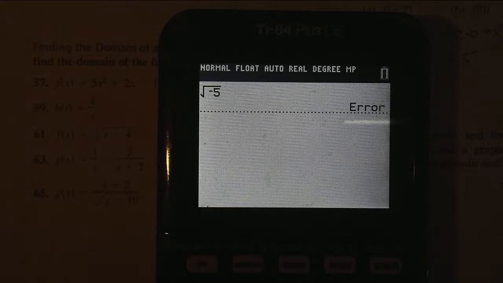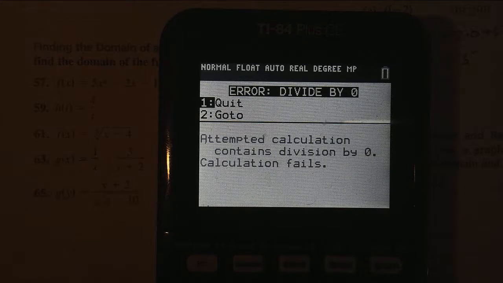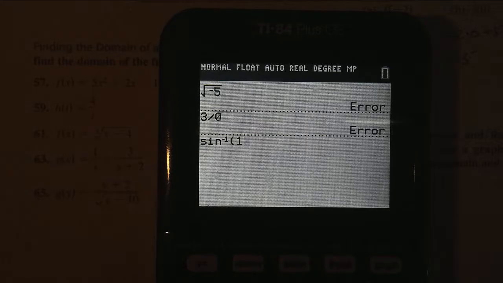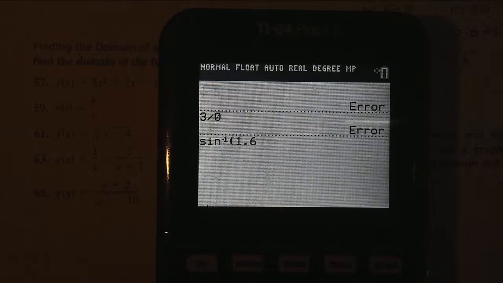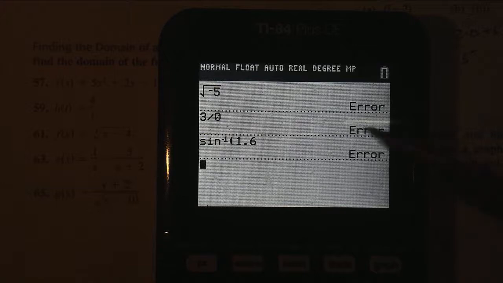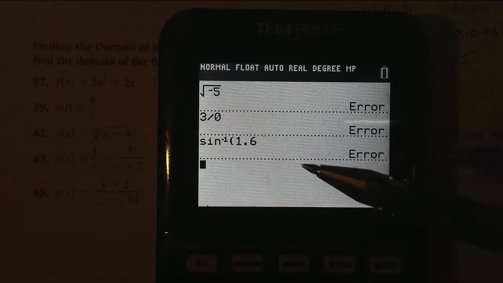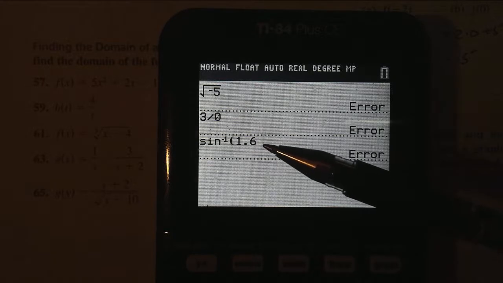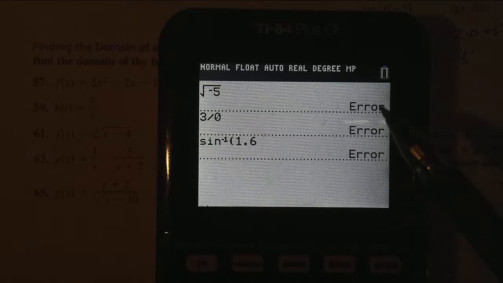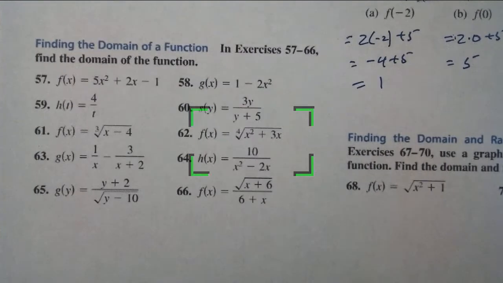If I go 3 divided by 0, I get an error. If I go sine inverse, there's no reason you necessarily would understand this right now, there I get an error, which tells me that negative 5 is not in the square root domain. And it tells me I can't divide by 0, and it tells me that I can't put 1.6 into whatever this sine inverse thing is. So it's things that would create errors on our calculator. So we'll come back to here, get our focus back in place.